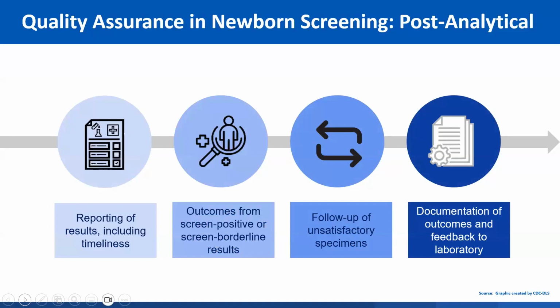And then finally, in the post-analytical space, quality assurance can include timely reporting of results, assessing population-based performance metrics, and making sure that you keep on top of that, seeing how you compare with other programs, following up on unsatisfactory samples, and providing feedback that can lead to various kinds of quality improvement initiatives. So again, quality improvement is something that you look at throughout the entire process.